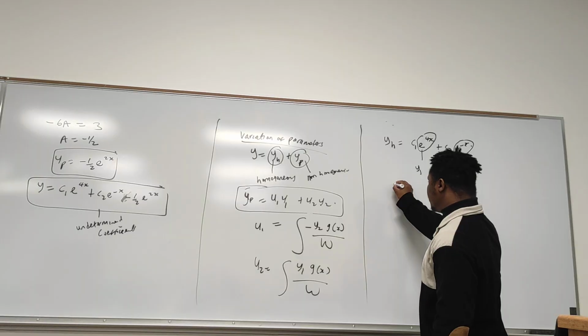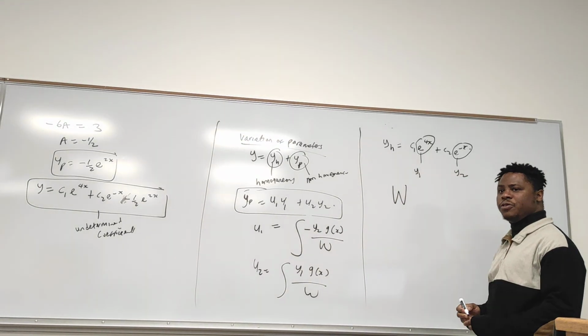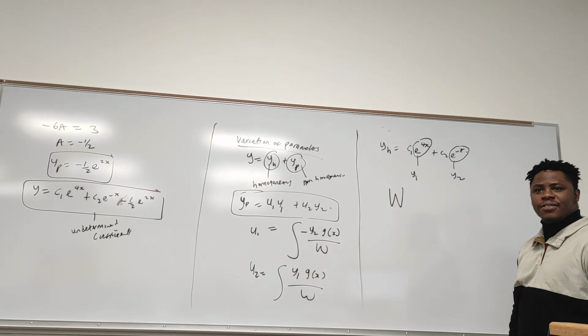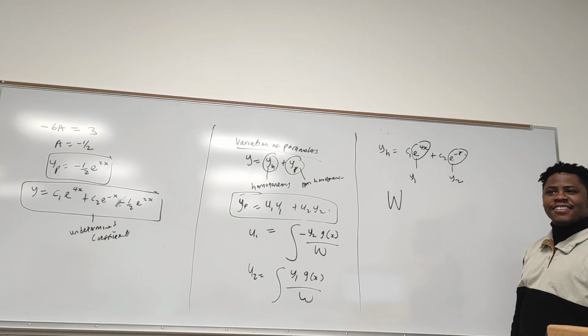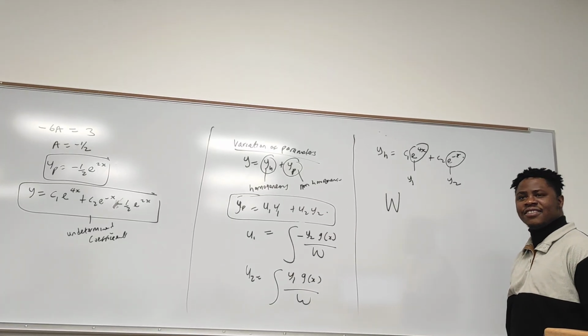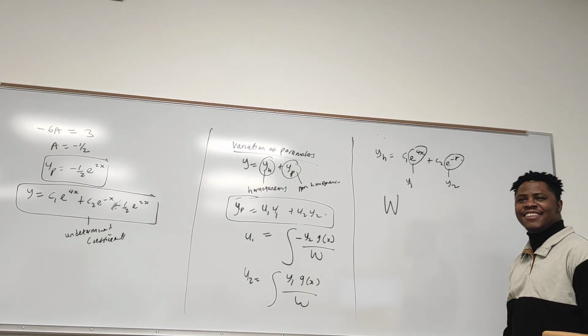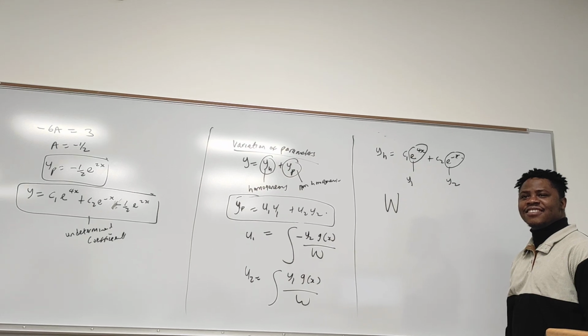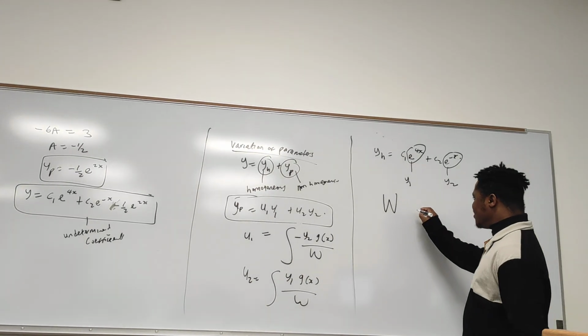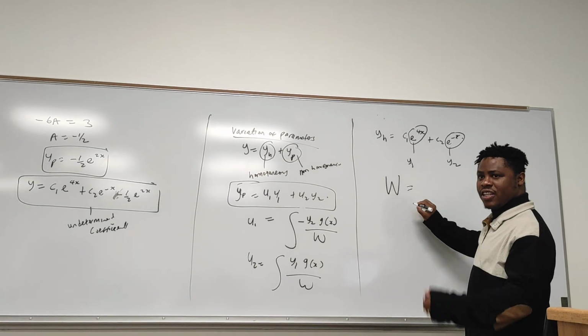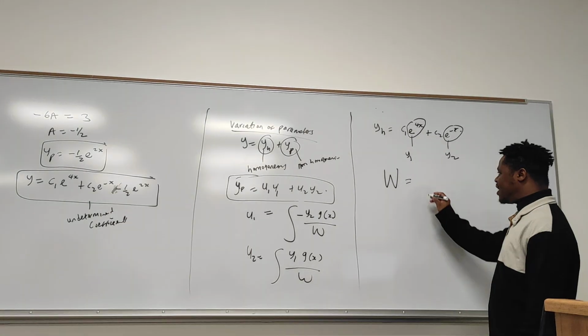Before that, we need to find W. Who remembers what W is? Yes, Y1 Y2 prime minus Y2 Y1 prime. Yeah, it's called the Wronskian. You're correct, right? W is the Wronskian. We talked about that.